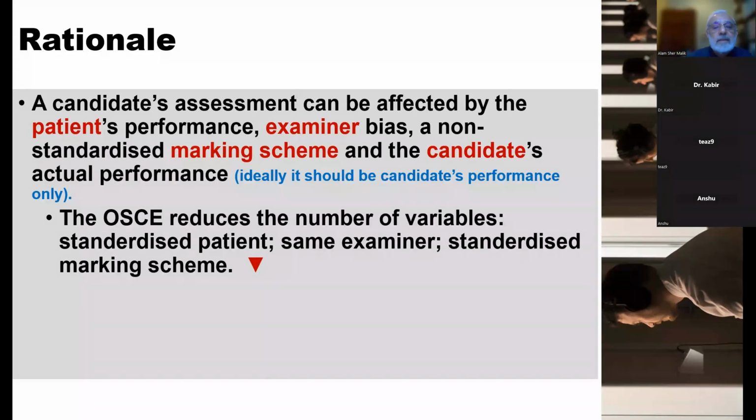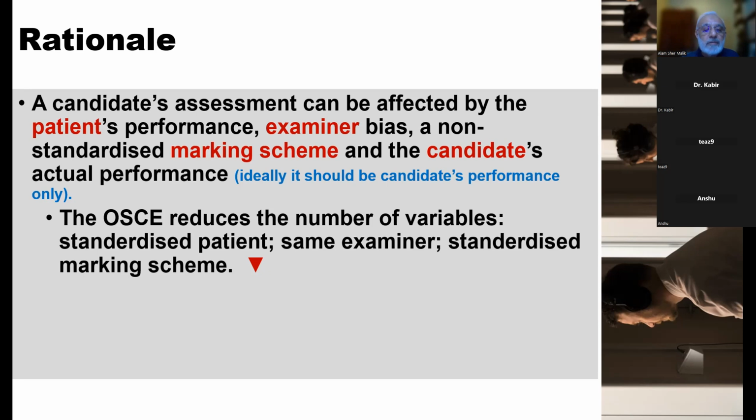But if I'm talking about, let's say, a long case or a short case, where the patient's behavior or cooperation matters, maybe the patient is okay with the first few students, then gets tired, and then he or she is not cooperating anymore. And because there is not a standardized marking scheme, examiner bias would come in. The most important thing is the students' performance, but that would be affected by so many other areas. And this is what OSCE addresses.